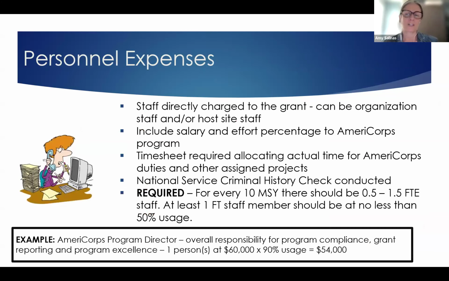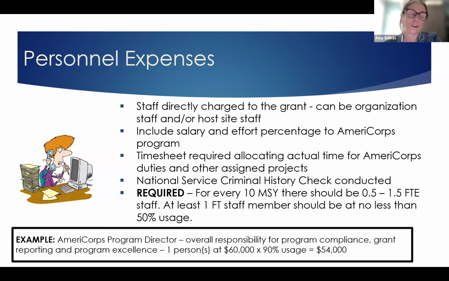The first subsection, subsection A, is personnel expenses. As you develop this section of the budget, there are some important things you need to know. This subsection only includes staff that are directly charged to the grant and can be organization staff and/or host site staff. Each staff person has to be listed separately, and you need to include their salary and percentage of effort as percentage of the full-time equivalent devoted to the AmeriCorps program. Also, each individual listed in this section is required to complete a timesheet allocating out the actual time spent on AmeriCorps duties and any other projects assigned to them as defined by your organization type requirements in the Code of Federal Regulations, and that's a real important factor.